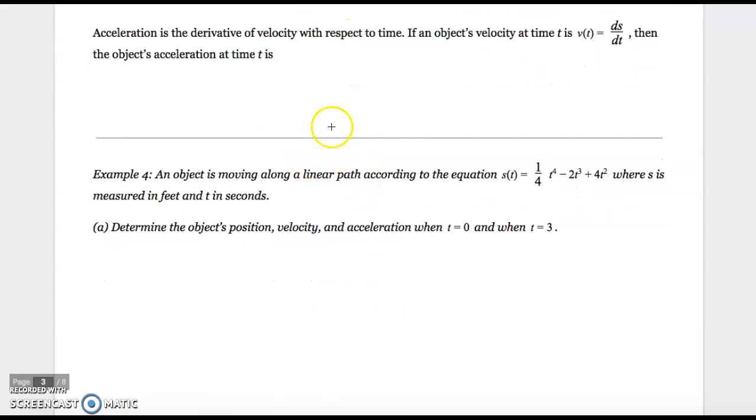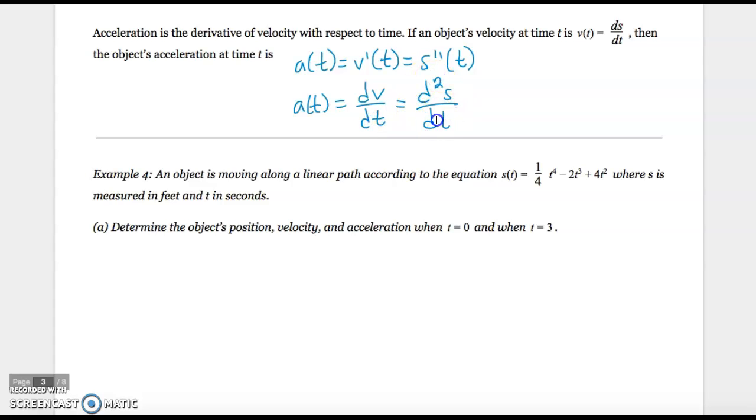Now let's talk about acceleration. So acceleration is the derivative of velocity with respect to time. So a of t is the first derivative of velocity, and it's the second derivative of your position function. So if you start with a position function and you take the derivative twice, that would give you your acceleration. You can also write that a of t is equal to dv dt, the first derivative, or the second derivative of your position function. This is Leibniz notation, and so it tells you what you're taking the derivative with respect to. And so you could see either one of these as an example.